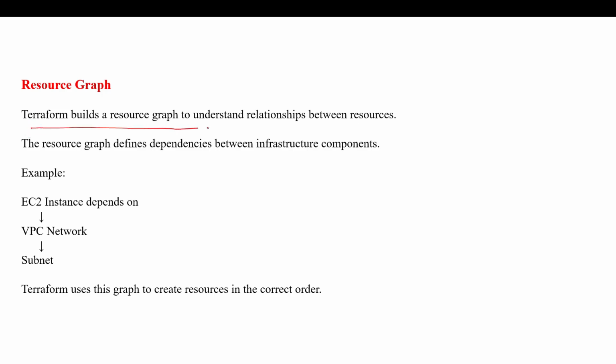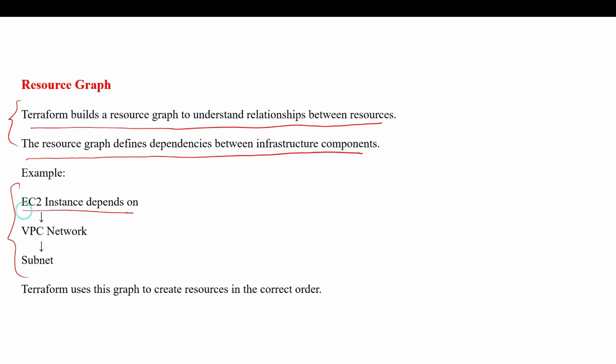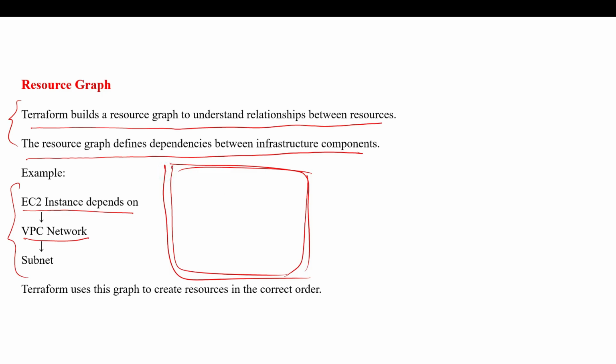Terraform builds a resource graph to understand relationships between resources. The resource graph defines dependencies between infrastructure components. Let me first explain an example and then I will come to the definition. Suppose we are going to create some resources in the cloud with the help of Terraform. The EC2 instance depends on the VPC. If you have gone through the initial sessions of AWS, whenever we work on the cloud, the very first thing in AWS we create is the VPC, your virtual private cloud.